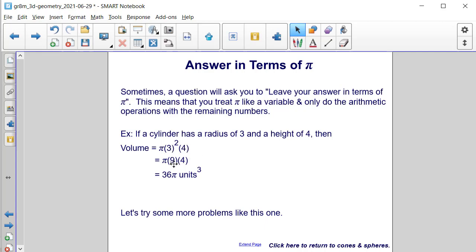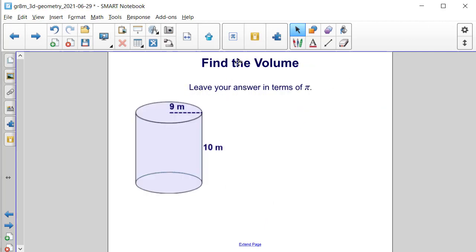Well, 3 squared is 9, and then 9 times 4 is 36. So the final answer for the volume here is 36 pi cubic units. Let's try some more problems like this one. Find the volume. Leave your answer in terms of pi.